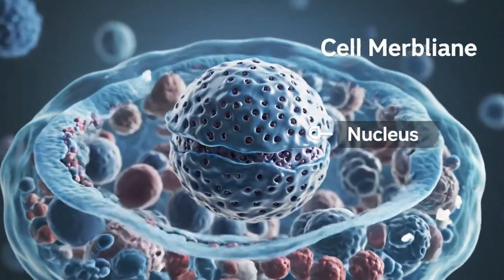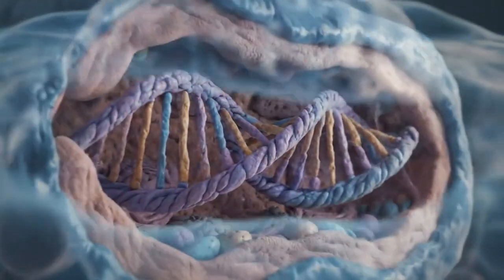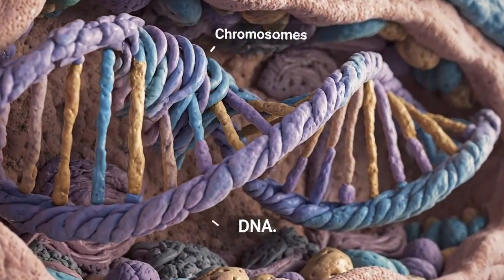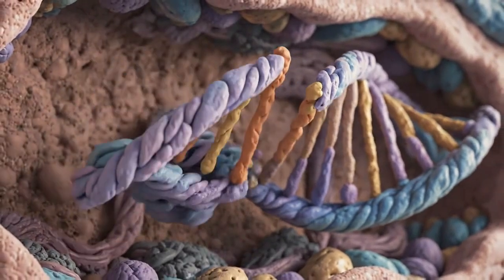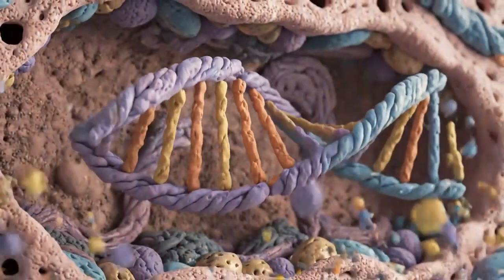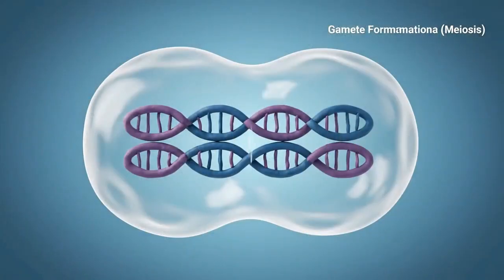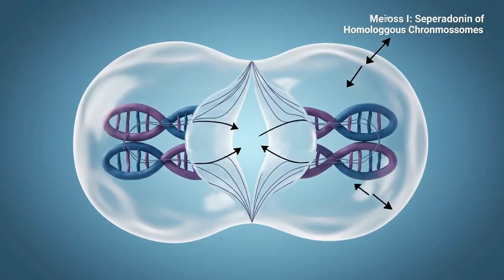Human life begins at the cellular level. Within the nucleus, our DNA is tightly wound into structures known as chromosomes. DNA stores genetic information in its double helix structure. In gamete formation, DNA coils into chromosomes that pair up.